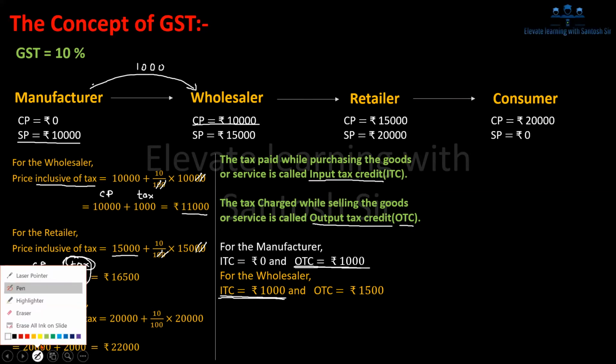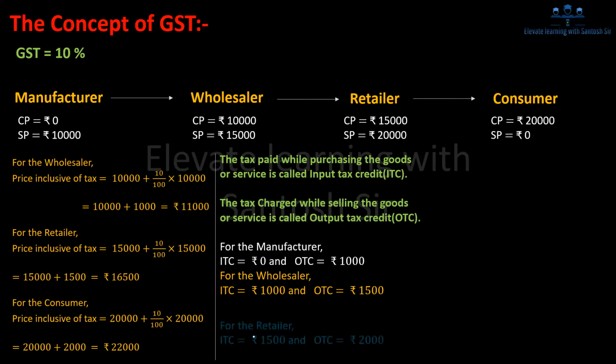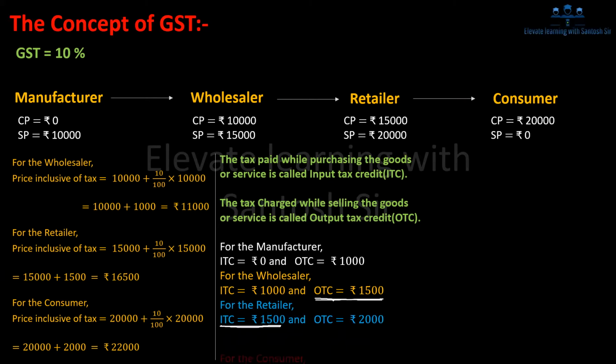I hope you are understanding everything. Now, for the retailer, the input tax is 1500 and the output tax is 2000 rupees. Once again, we can clearly see that the output tax of the wholesaler is equal to the input tax of the retailer. For the consumer, the input tax is 2000, and since the consumer is not selling it ahead, for him output tax is 0. So this is how people in the chain pay GST.